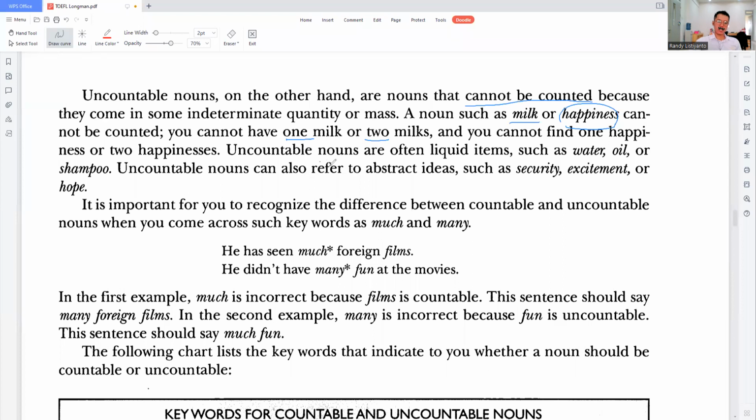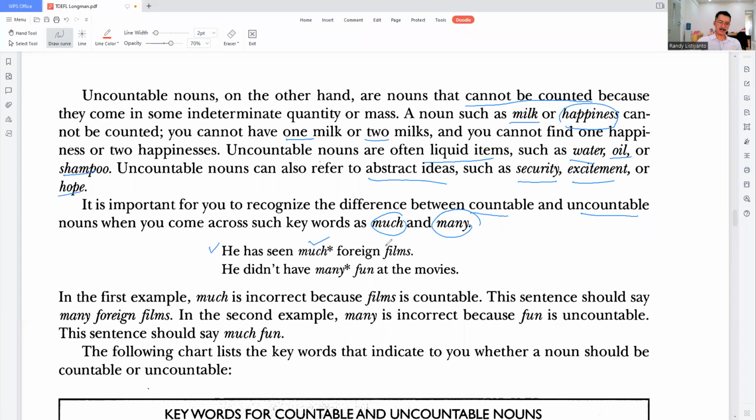Uncountable nouns are often liquid items such as water, oil, shampoo. Uncountable nouns can also refer to abstract ideas such as security, excitement, hope. It is important for you to recognize the difference between countable and uncountable nouns when you come across such keywords as much and many. Okay, let's see the first example.